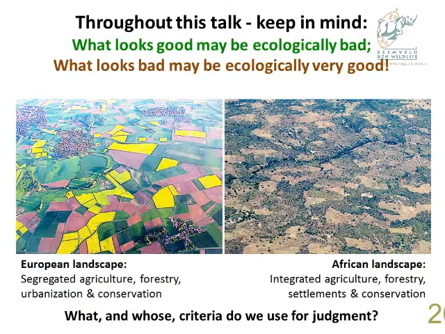I want you to look at this and the kind of things that we're thinking about when we talk about conservation and sustainable resource use. On the left, you see a typical European or developed society approach. And we have very segregated agriculture, forestry, conservation, and other kinds of developments, separate from one another.